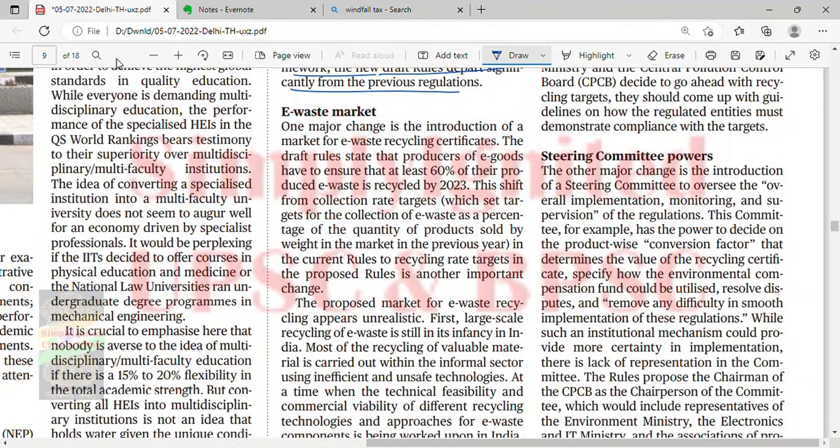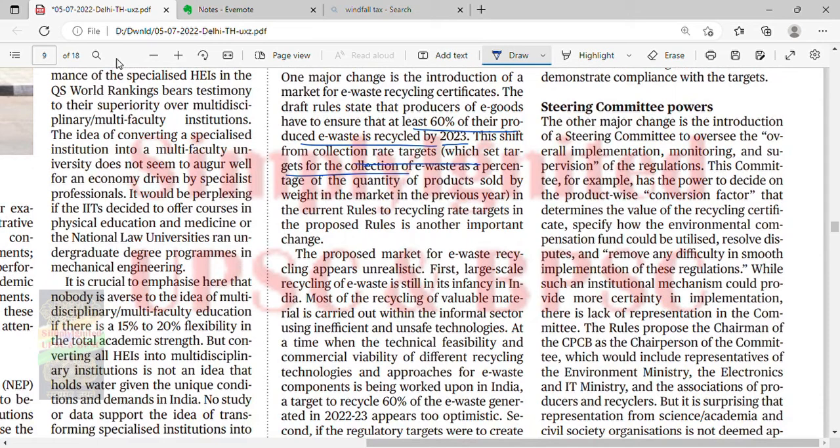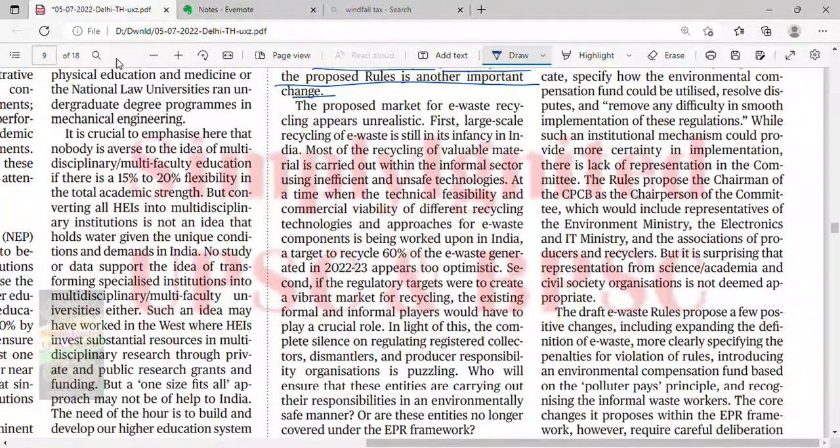E-waste market. One of the major changes is the introduction of a market for e-waste recycling certificates, and the draft rule states that producers of e-goods have to ensure that at least 60% of their product waste is recycled by 2023. This shifts from the collection rate target, which sets the target of e-waste as a percentage of the quantity of product sold by weight in the market in the previous year, to recycling rates. The proposed market for e-waste recycling appears unrealistic.